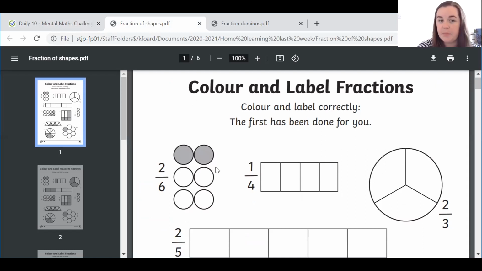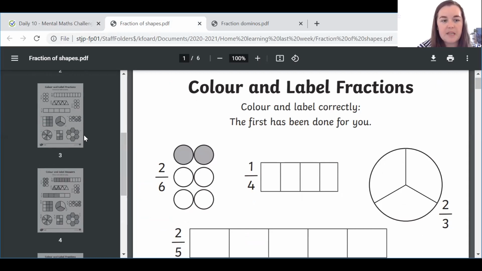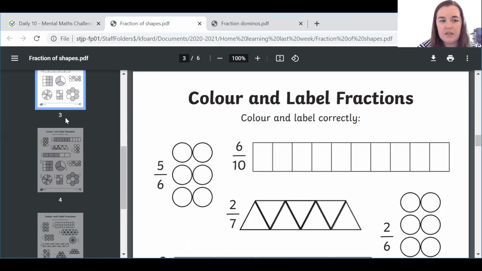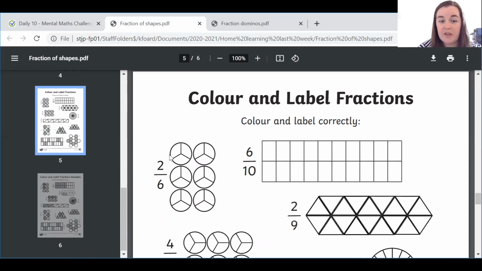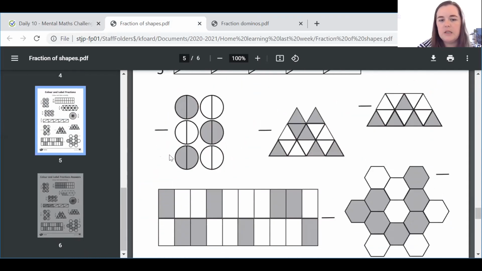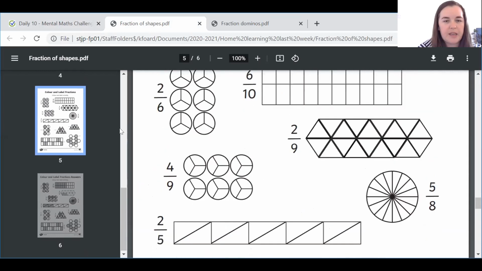Okay, so you can make them nice and bright and colourful. The answers are there as well for you to check. But there's 1 star, 2 star, and 3 star. So you could challenge yourself by having a go at the 3 star one. Ooh, I think you're more than capable of doing that.